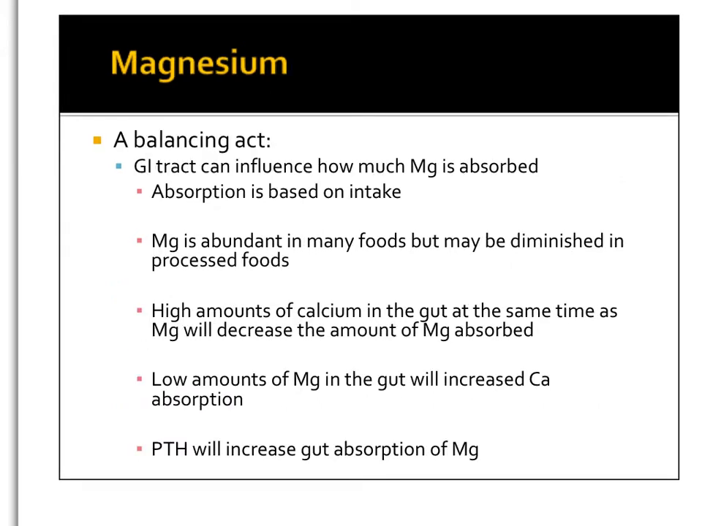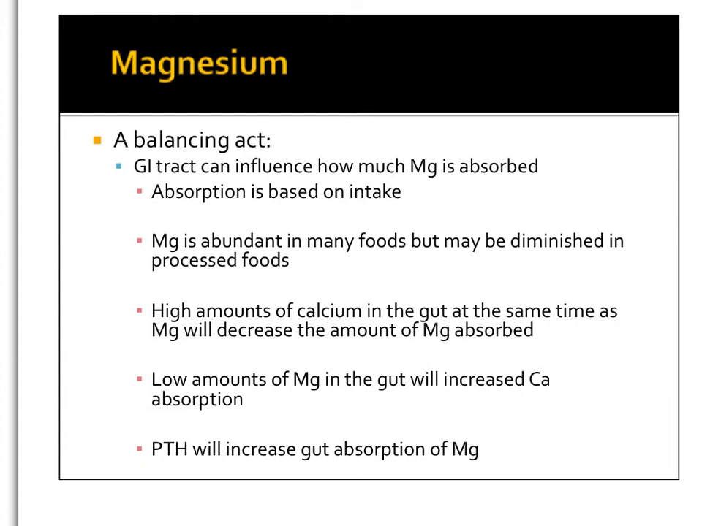We typically get our magnesium from the nutrition that we eat, and it's primarily absorbed through the gut. The absorption is really just based on the intake, but there are a lot of other variables that assist in this process. Natural foods, foods that we cook and eat at home, tend to be a better source of magnesium versus processed foods, which tend to lose magnesium through the actual process of processing.